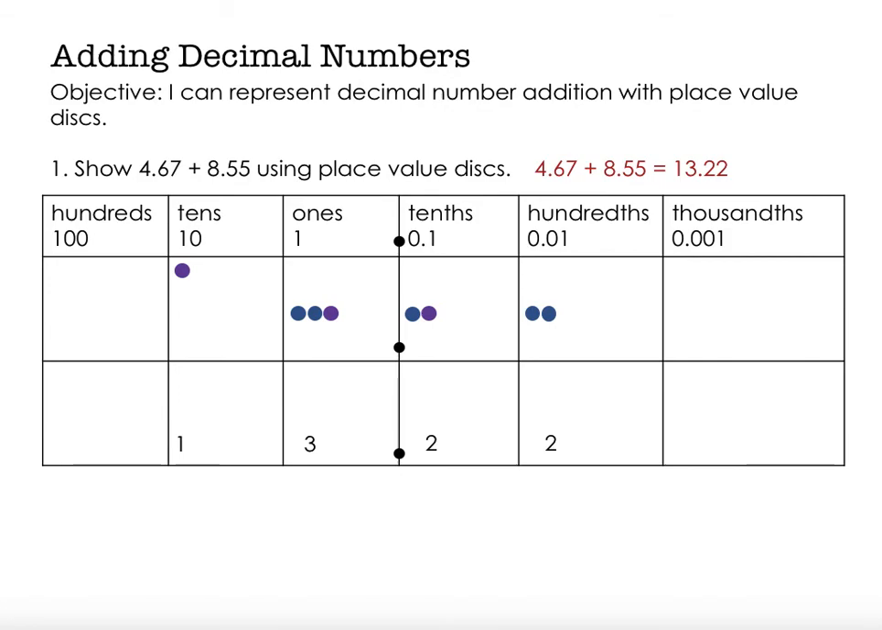The objective says I can represent decimal number addition with place value discs. And the reason why I decided to do place value discs was to show you that regrouping, to show you what it means to write a number and then carry a 1. We're bundling up 10 of them and make it into one of the next place value higher.